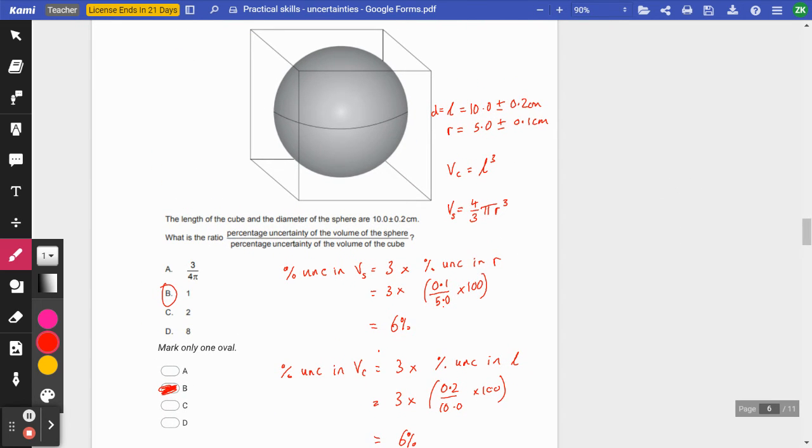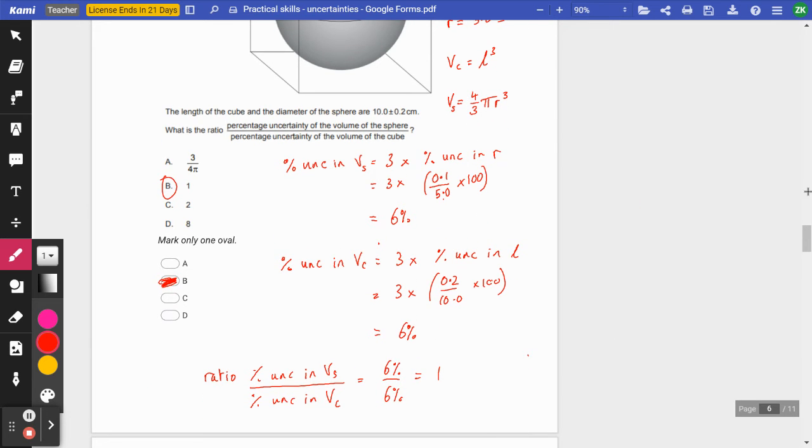Now, the volume of the cube is the length cubed, and the volume of a sphere is 4 over 3 pi r cubed. Now these are required for them to move forward. So percentage uncertainty in the sphere is 3 times the percentage uncertainty in the radius, because it is a percentage uncertainty in the radius multiplied by the power. There aren't any other variables, so we don't add anything else. These are constant, so we ignore those. And that ends up being 6%.